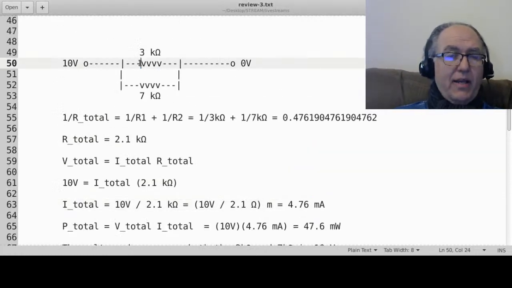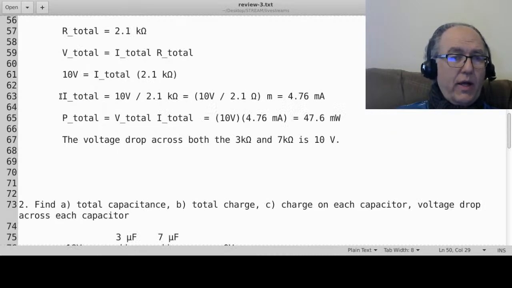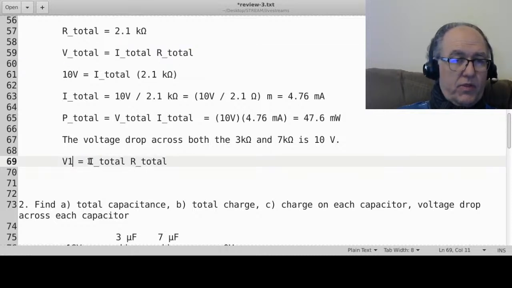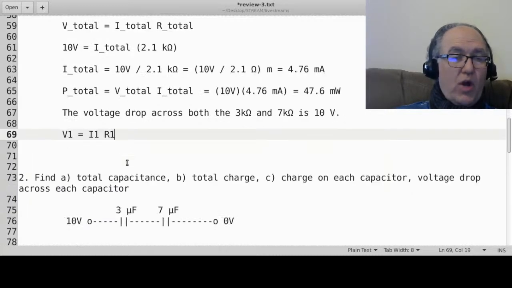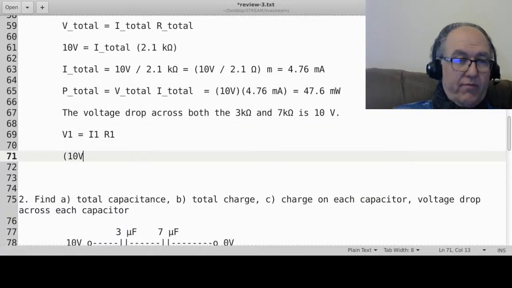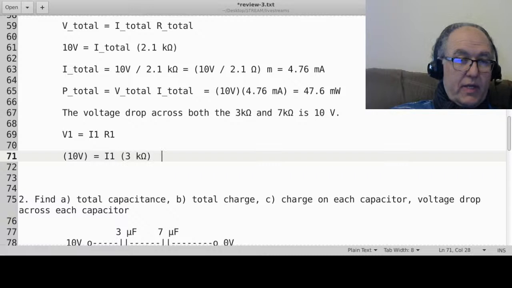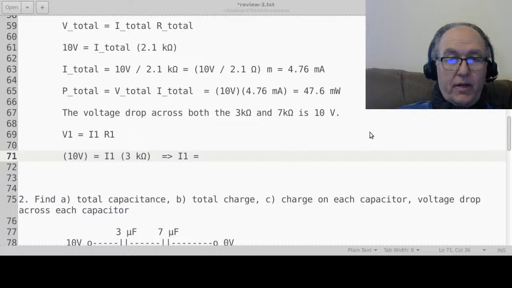You say, well, all right, fine. How do I calculate the current through that resistor there? Well, it's Ohm's law once again, but this time it's going to be through resistor 1. The voltage drop across resistor 1 we said was 10 volts. Let's do it on the next line here. 10 volts, the current through resistor 1, that's what we're trying to calculate, and resistor 1 is 3 kilo ohms. So this tells me that I1 is going to equal 10 divided by 3.